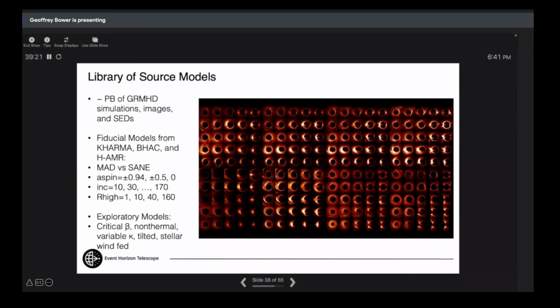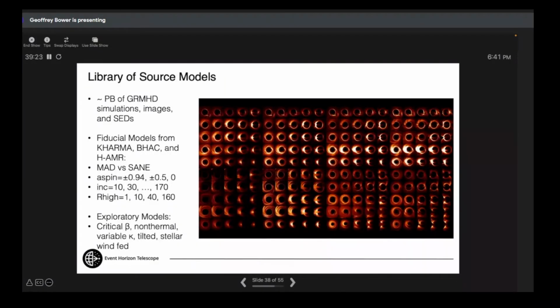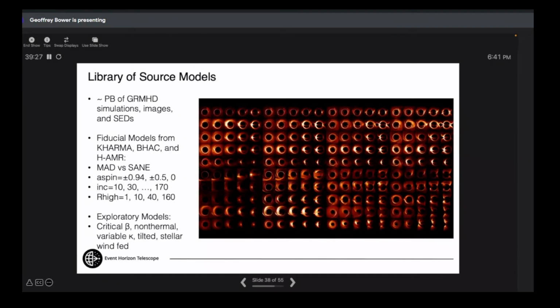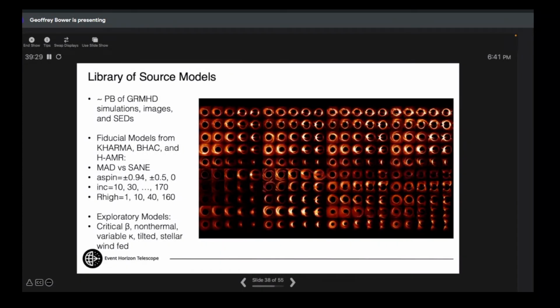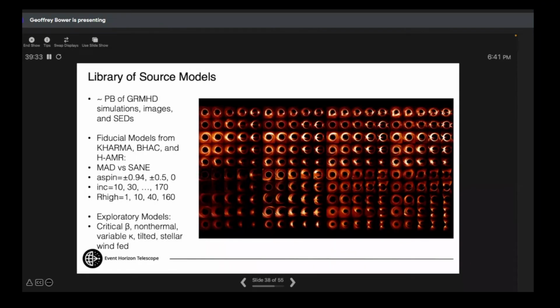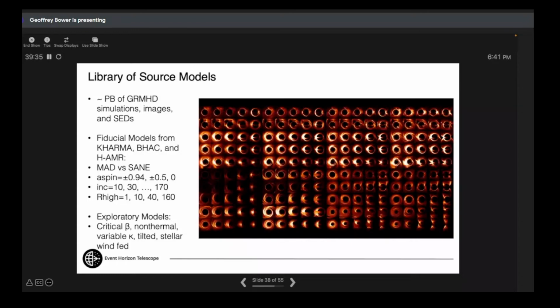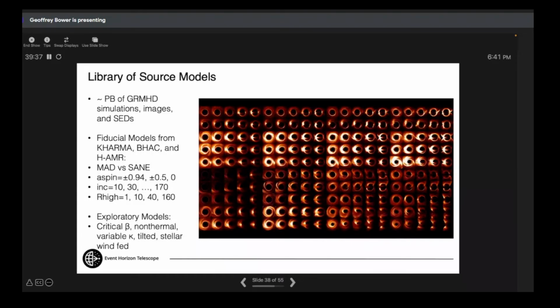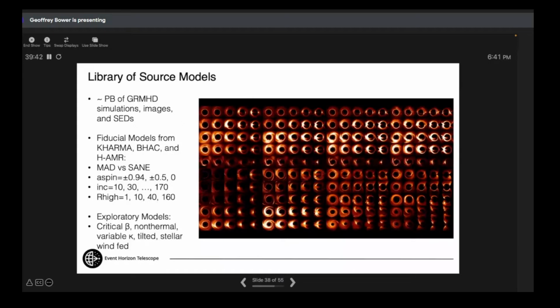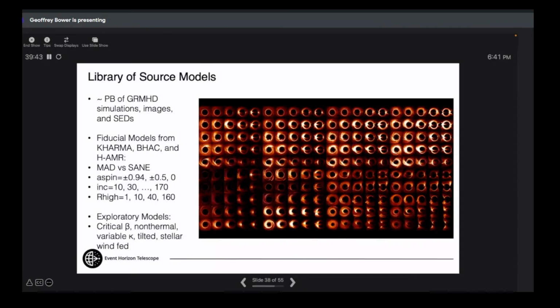SANE is standard and normal evolution. So those have weaker magnetic fields. You can see there's a wide variety of phenomena. We also explore things like non-thermal particle distributions. We use different modeling codes and some other special cases.